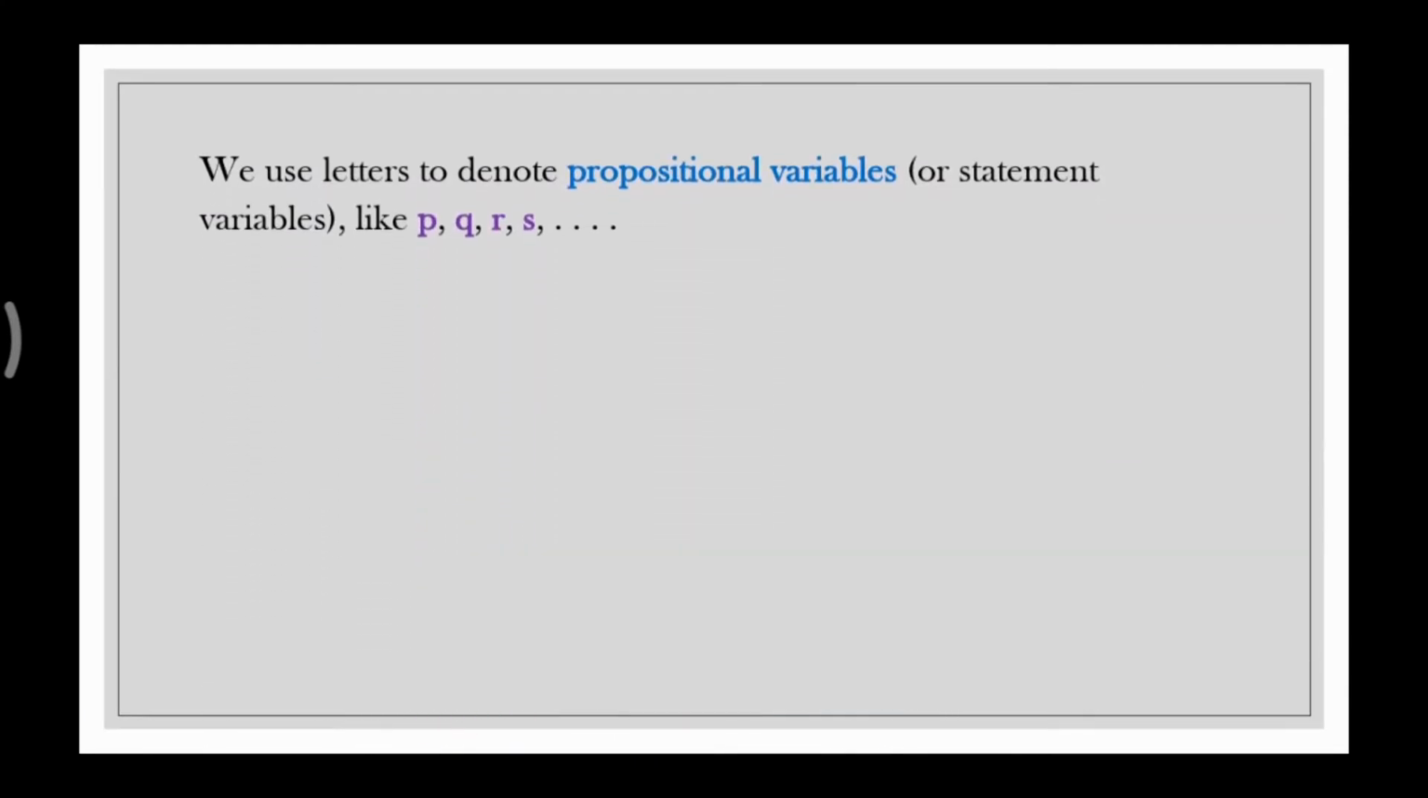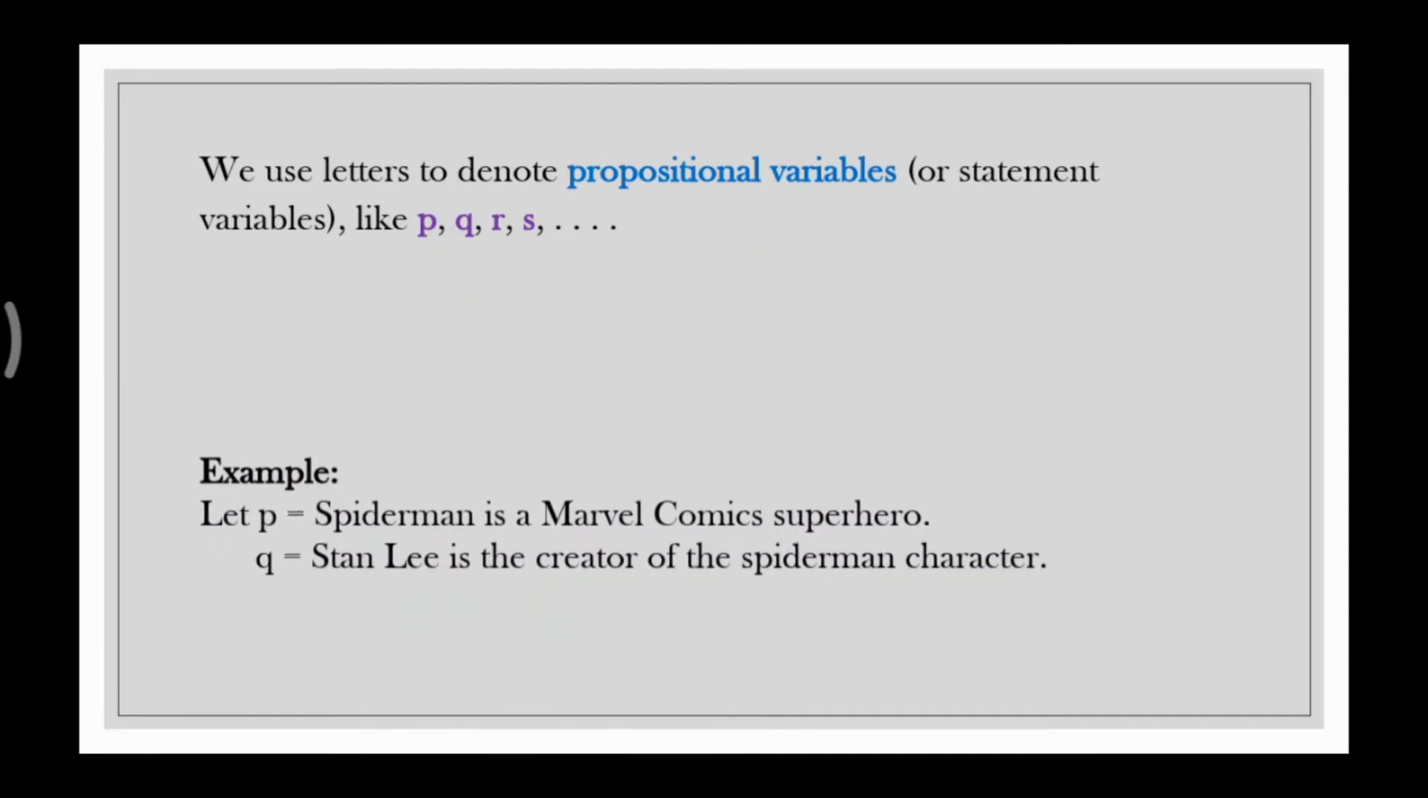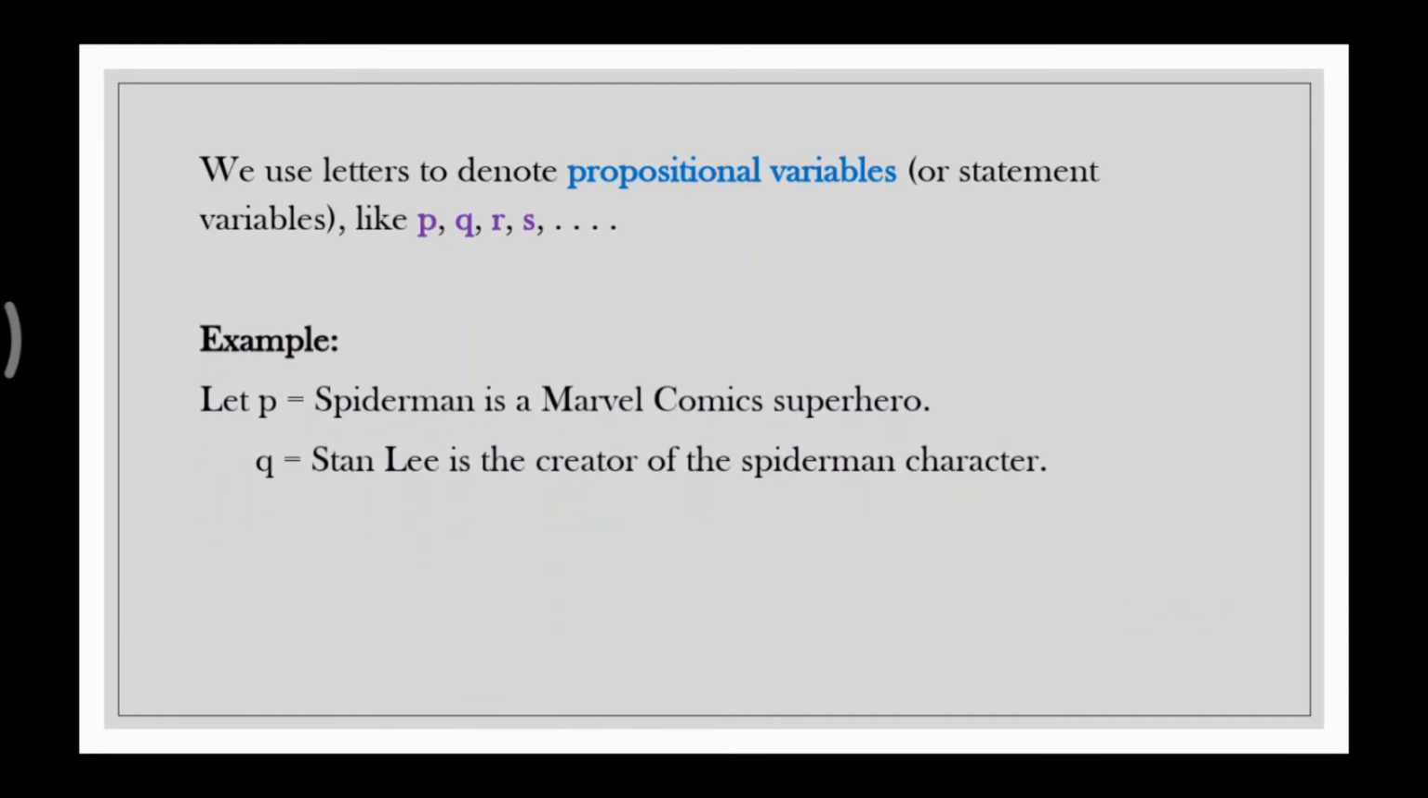We use letters to denote propositional variables like P, Q, R, S, etc. Example of this is let P be the proposition Spider-Man is a Marvel Comics superhero, and Q be the proposition Stan Lee is the creator of the Spider-Man character.